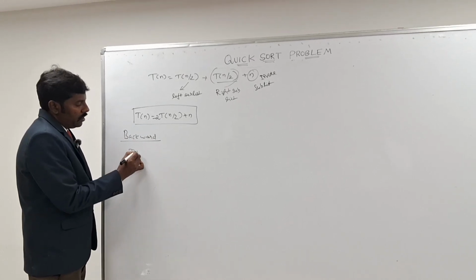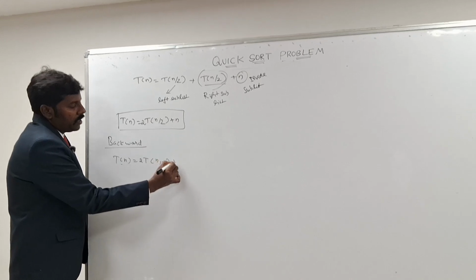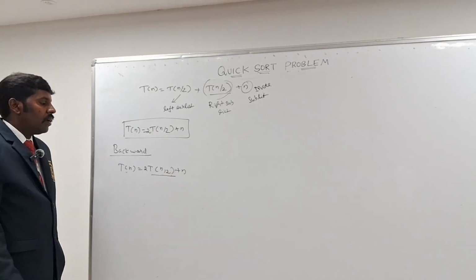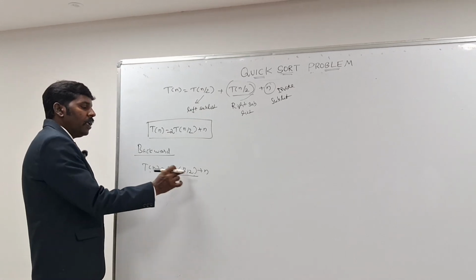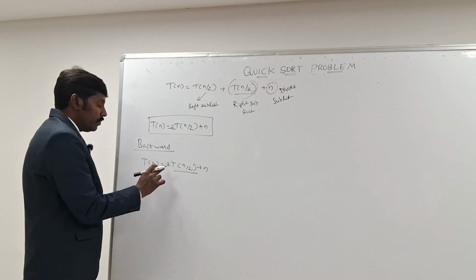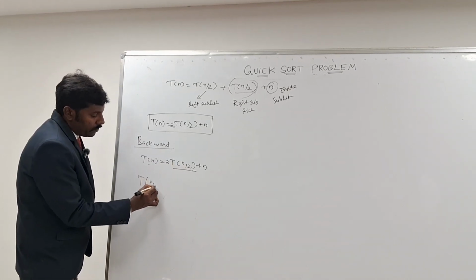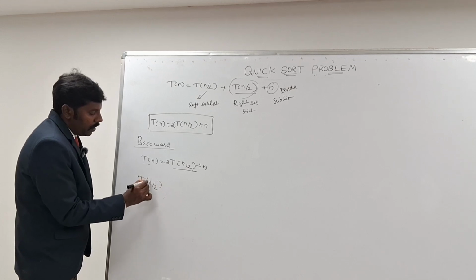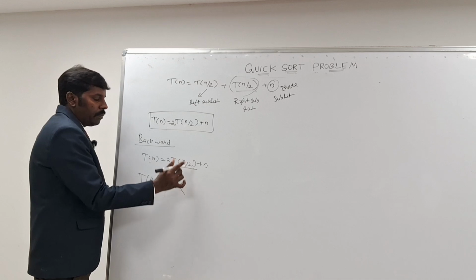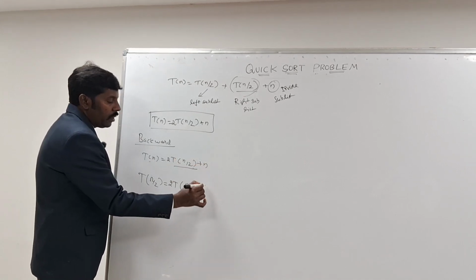So take the equation T(n) = 2T(n/2) + n. Backward substitution means you find the equation for T(n/2), that means n is replaced by n/2. So T(n/2) = 2T(n/4) + n/2.